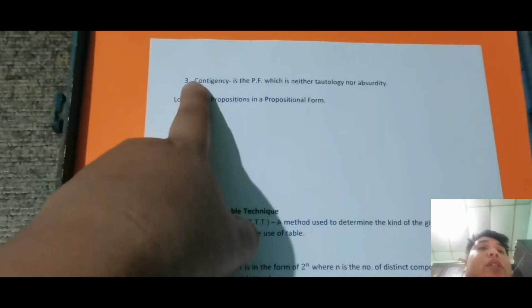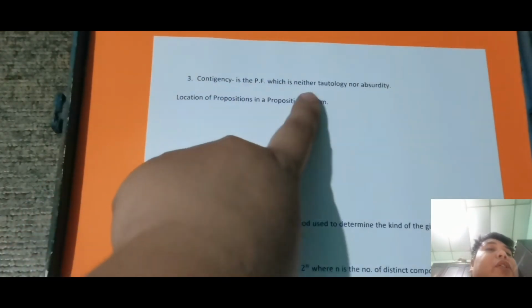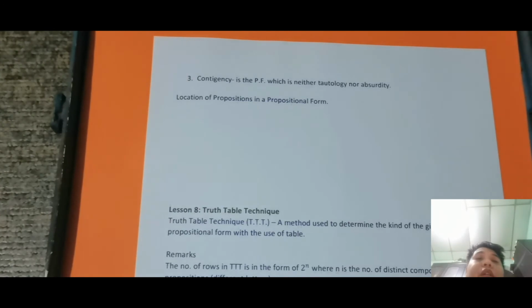Okay, then yung last one niya, syempre, is yung contingency. Contingency is the PF which is neither tautology nor absurdity. So, again, may tatlo tayo: tautology, absurdity, and contingency. Pag siya ay always true, that is tautology. Pag siya ay always false, siya ay absurdity. Pag hindi siya tautology, hindi siya absurdity, pwedeng 1, pwedeng 0 yung maging value niya. Therefore, that is a contingency.